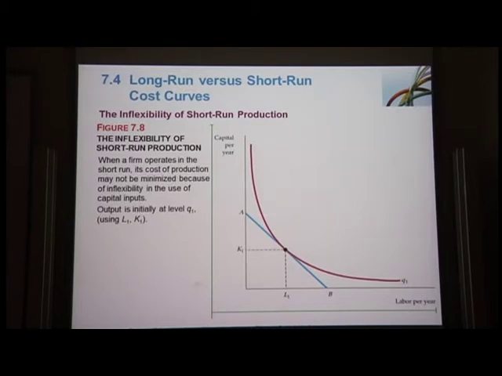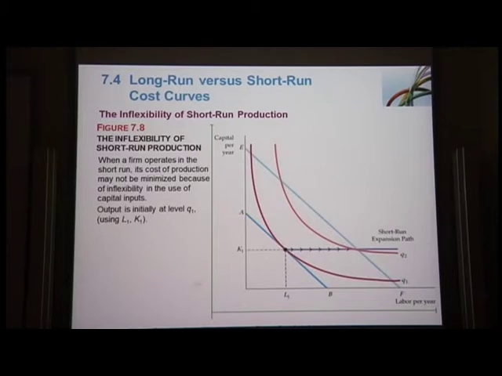So let's assume that the firm wants to produce Q1. That means isoquant Q1. That is the output. So to produce that output, initially the firm will use K1 for capital and L1 for labor to produce Q1.